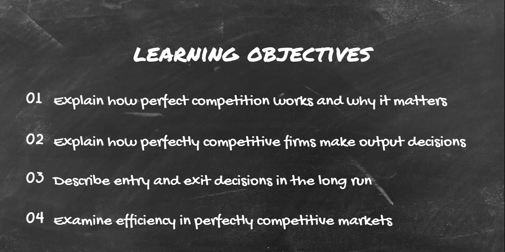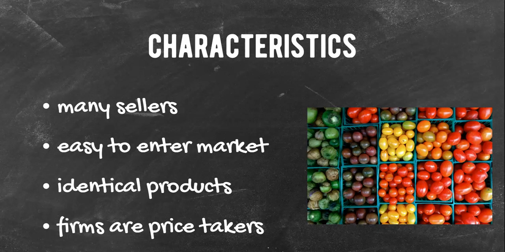And so in this chapter we're going to look at how perfect competition works and why it's important in understanding real-world markets. You'll learn how perfectly competitive firms decide how much to produce, what happens when new firms enter or existing ones leave the market, and how these markets end up being very efficient, meaning resources are used in the best possible way.